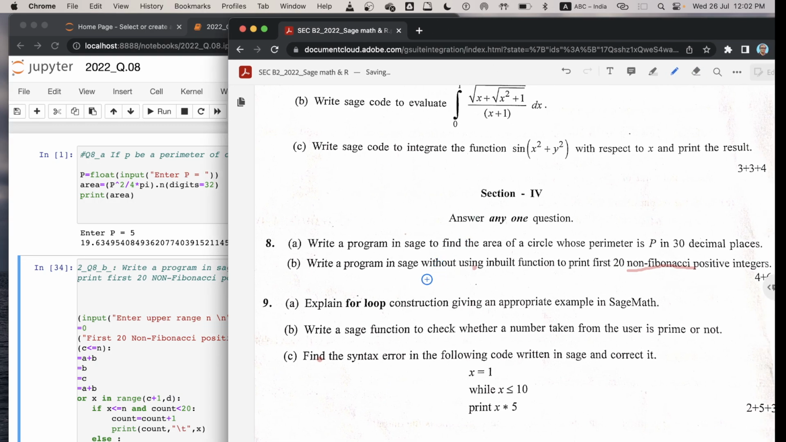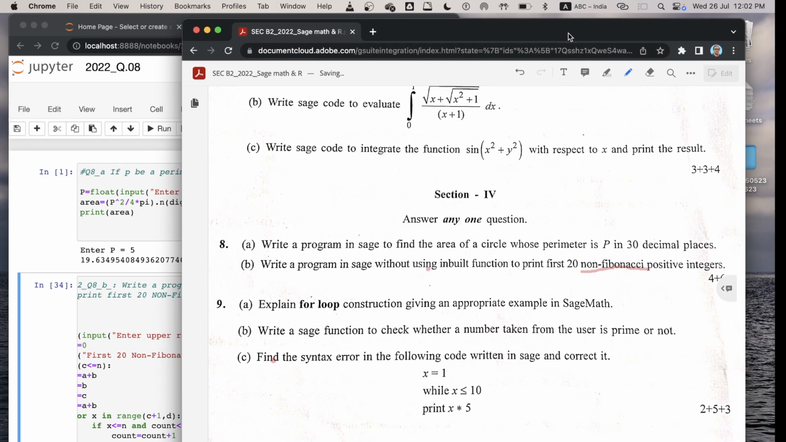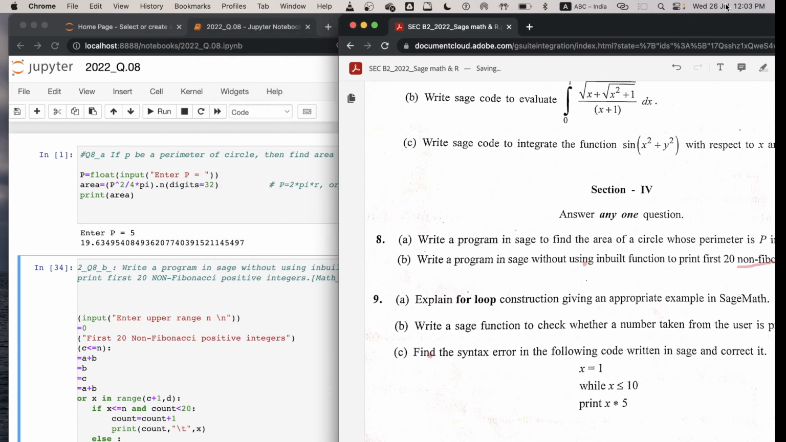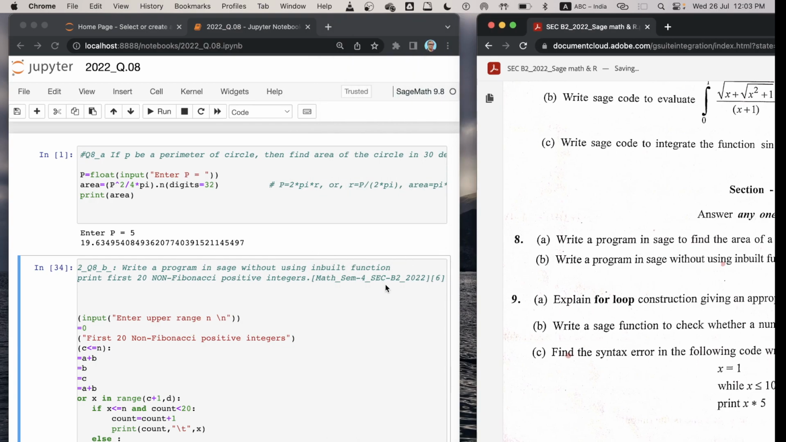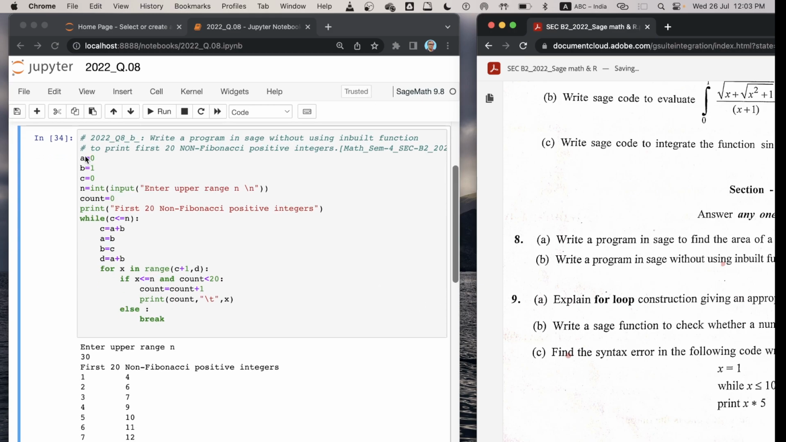Question 8b. Write a program in Sage without using an inbuilt function to print the first 20 non-Fibonacci positive integers. So here is the program for this: a equal to 0, the initial value; b equal to 1, the initial value for b; c equals 0. N is the integer type input. Enter the upper range, say here n equal to 20.